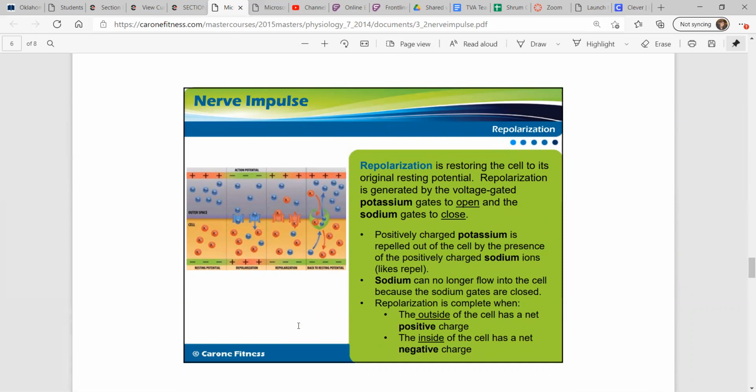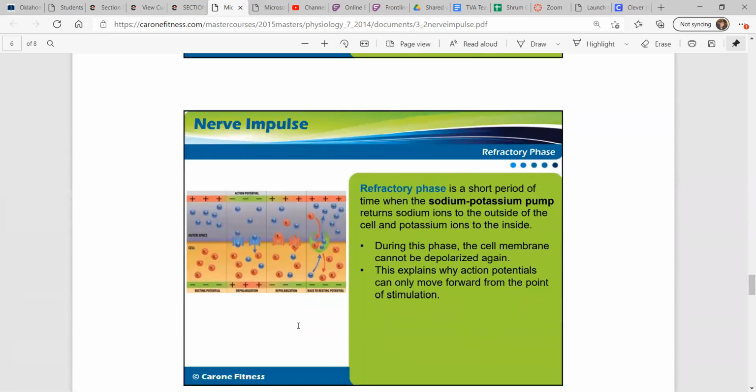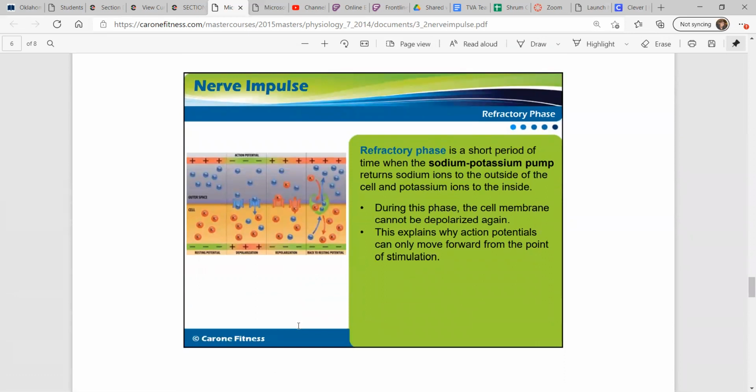Repolarization is complete when the outside of the cell has a net positive charge and the inside of the cell has a net negative charge. And then there's the refractory phase. That is a short period of time when the sodium-potassium pump returns sodium ions to the outside of the cell and potassium ions to the inside. During this phase, the cell membrane cannot be depolarized again. This explains why action potentials can only move forward from the point of stimulation.